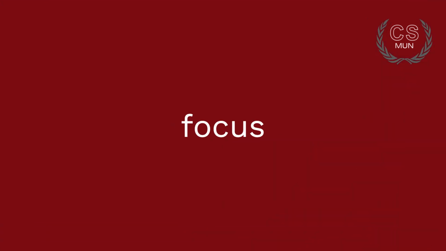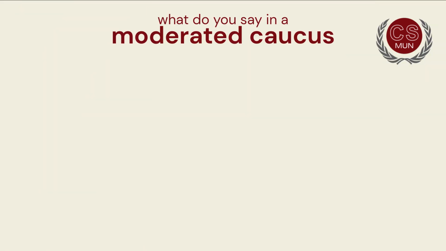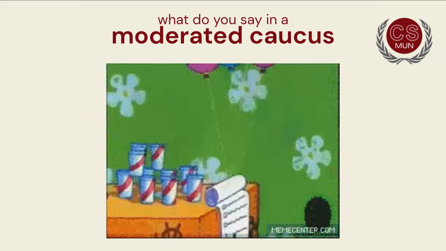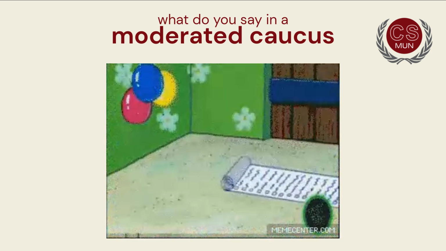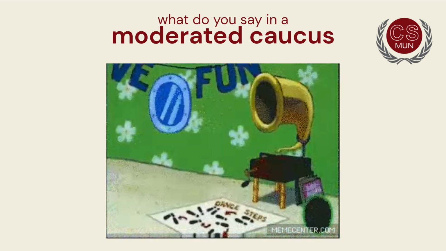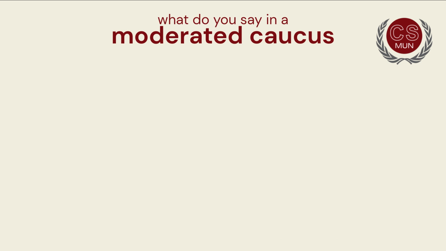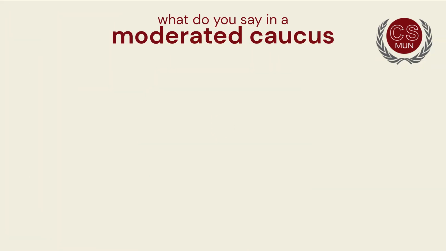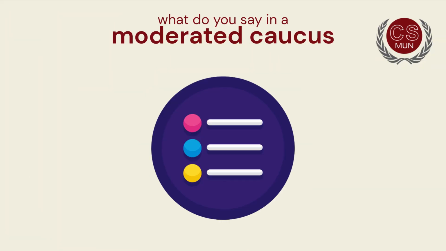Number 1, focus. Speaking time is usually very short in moderated caucuses, yet most delegates try to run through a laundry list of points and facts, but no single thing sticks in the minds of the audience. Don't make this mistake. Focusing on one idea is the perfect way to pierce through this haze of information. Number 2, framework. Break down your one idea into a list of bullet points. Group these points in such a way that they are organized and structured.